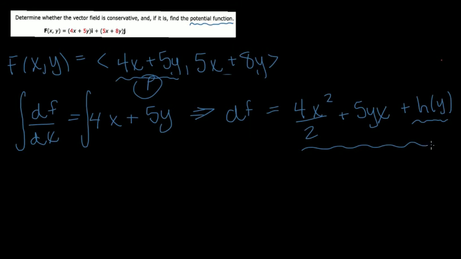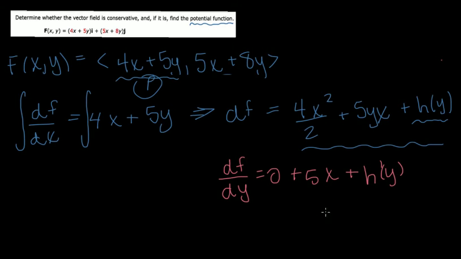So our next step is we want to take this new equation, but now do the partial derivative with respect to y. This would be the next step of solving. The derivative of 4x squared over 2 with respect to y is 0. Plus here, the derivative of y is just 1, so this would be 5x. And then we would have 5x plus the derivative of h of y, which would just be h prime of y. And then this is our new equation.